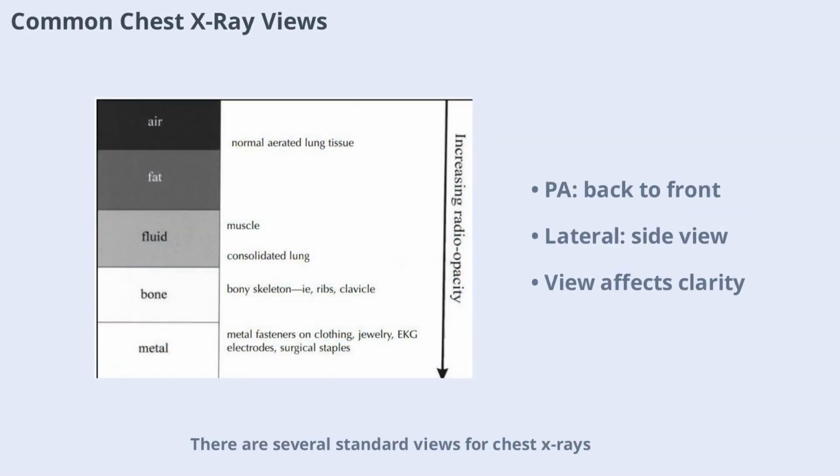There are several standard views for chest X-rays, each offering unique perspectives. The most common are the posterior-anterior, PA, and lateral views. In the PA view, X-rays pass from back to front, giving a clear image of anterior structures without magnification. The lateral view, with the plate on the left side, helps visualize structures from the side. Understanding which view was used is essential, as it affects how anatomical features appear and can influence the interpretation of the heart and lung fields.